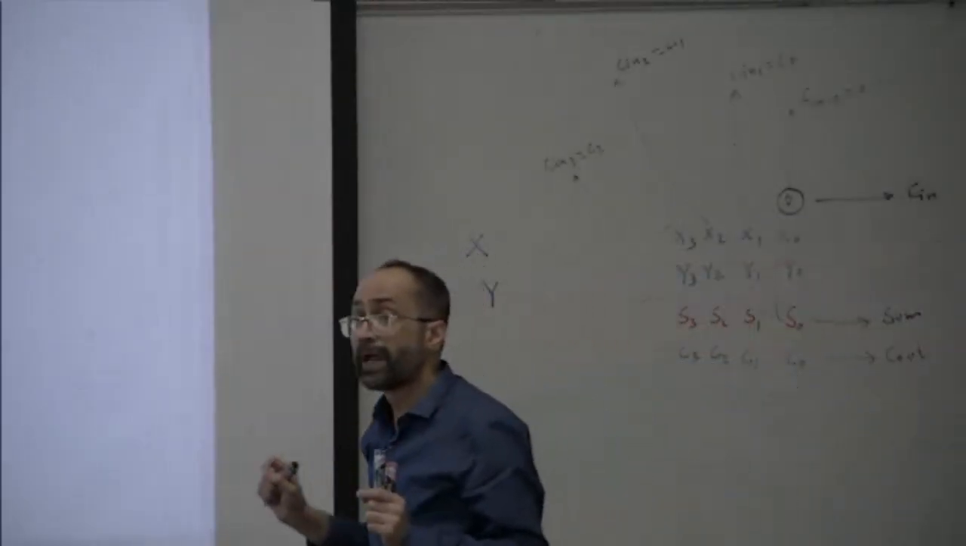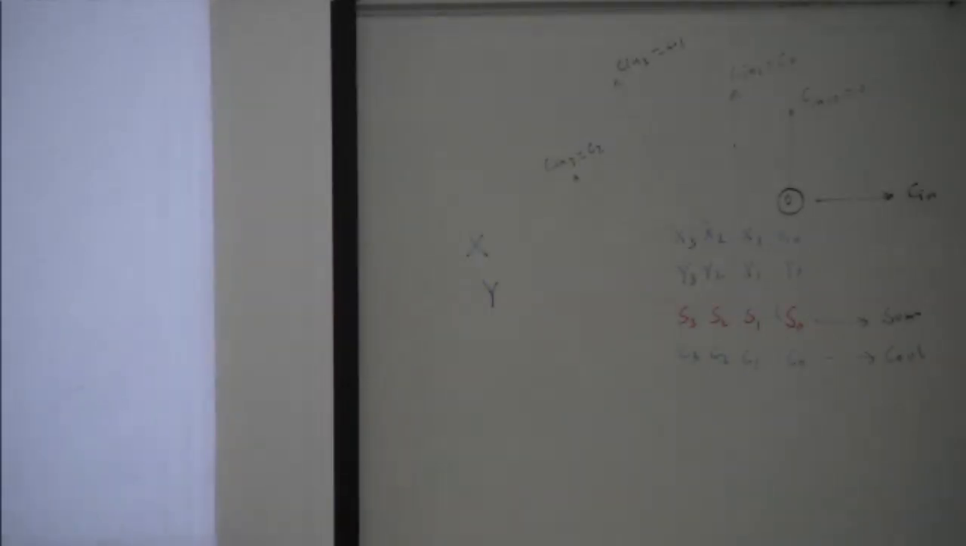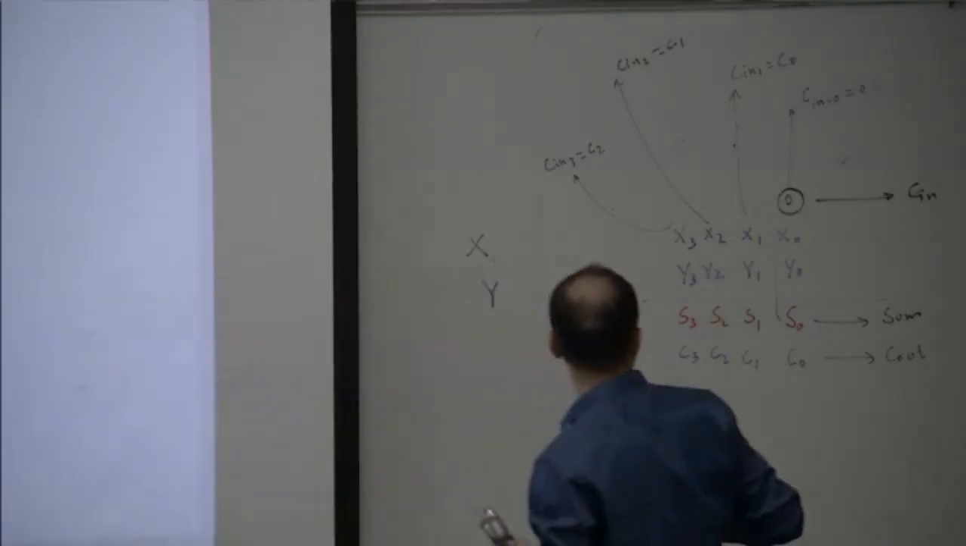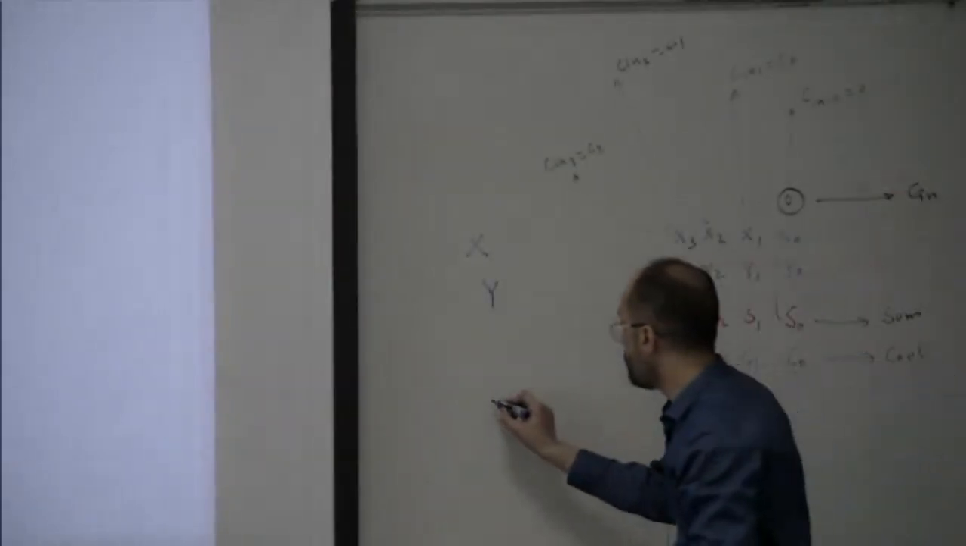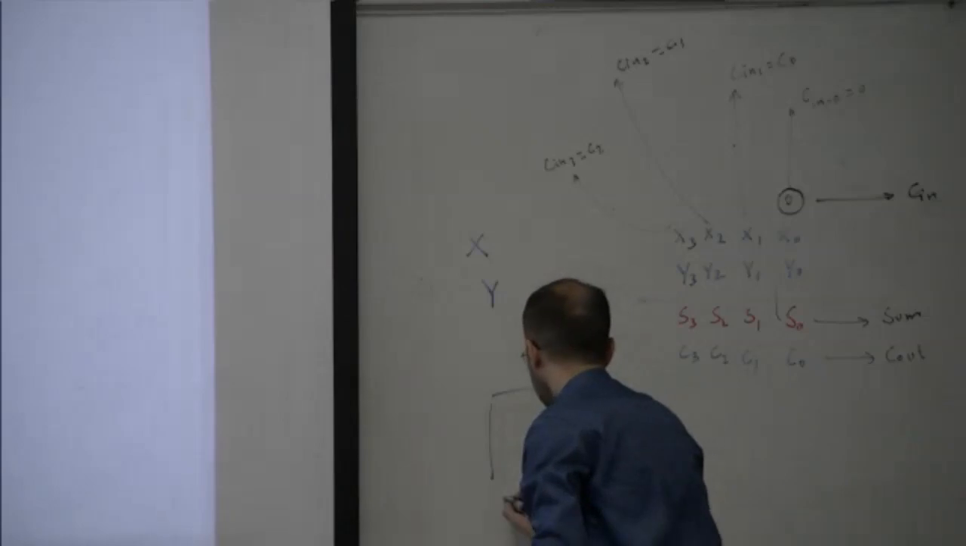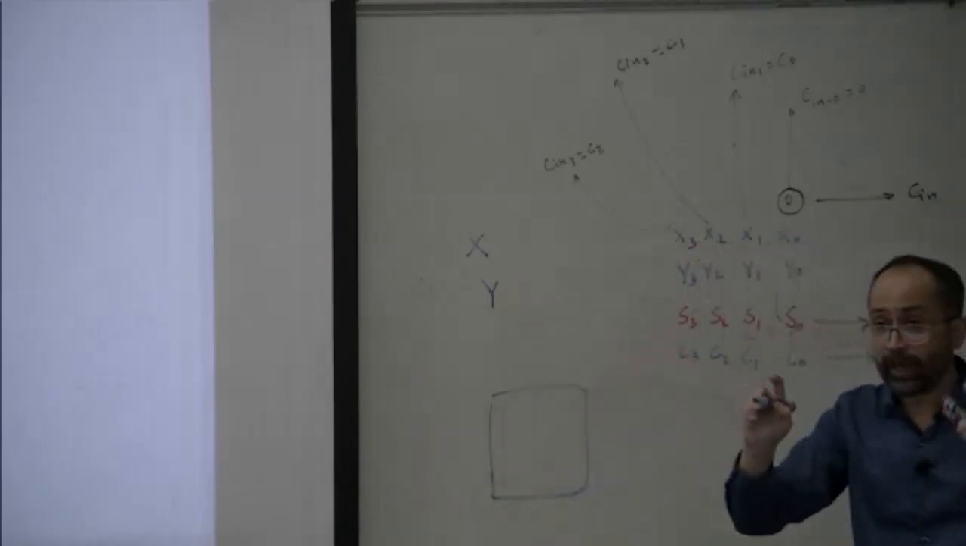So if we look at this problem, we want to perform an addition of two individual bits. How do we call these bits? x and y, and carry in and carry out. So now we have a 1-bit addition. We want to perform an addition of a 1 bit.